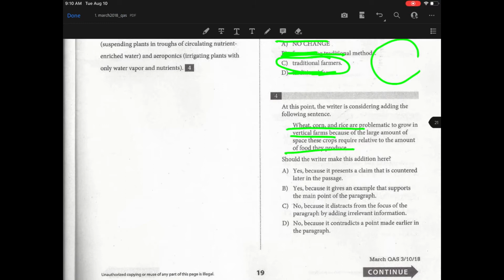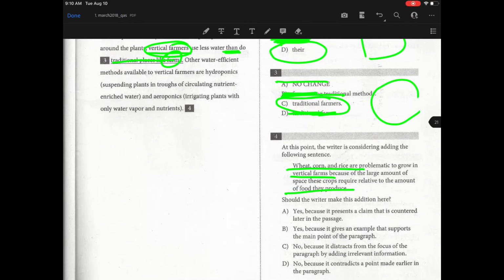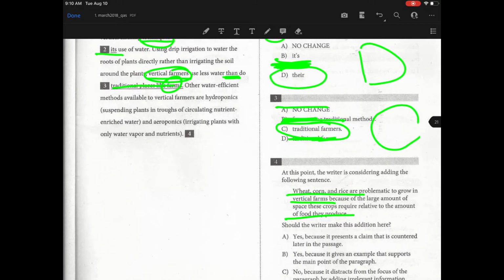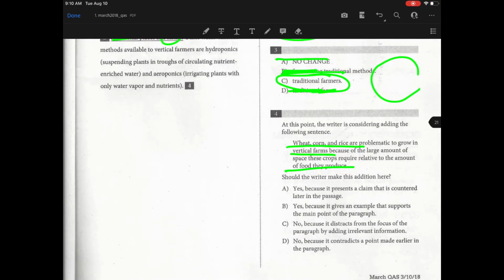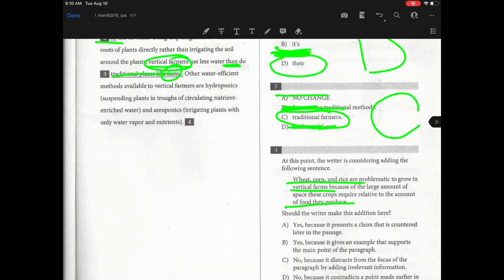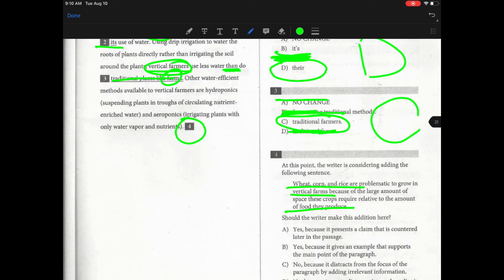Okay, so it has a, I don't know, a negative meaning here. It doesn't say that growing these crops is so great. No. They're saying it's not great. It's not good. So we need to understand the general meaning of this. Should the writer make this addition here? Okay, right there. Should we add this sentence here?